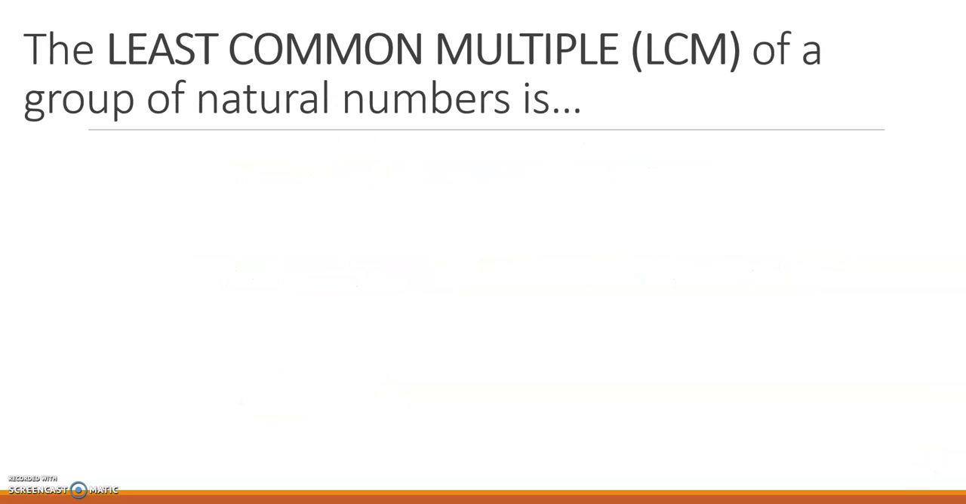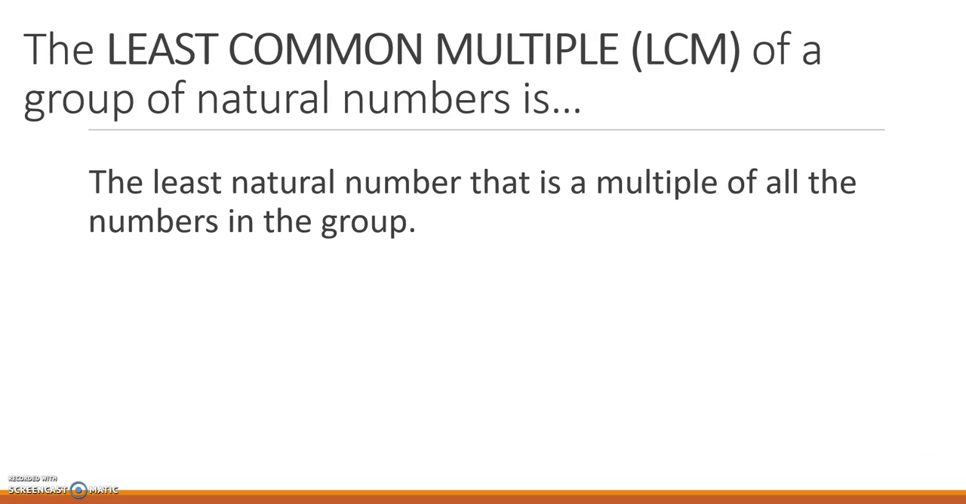The least common multiple of a group of natural numbers is the least natural number that is a multiple of all the numbers in the group. Multiple, so it's going to be larger than the numbers we're starting with.